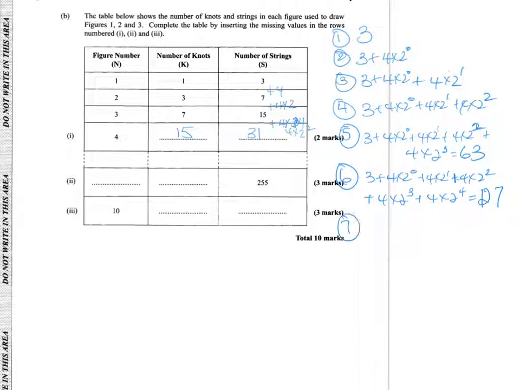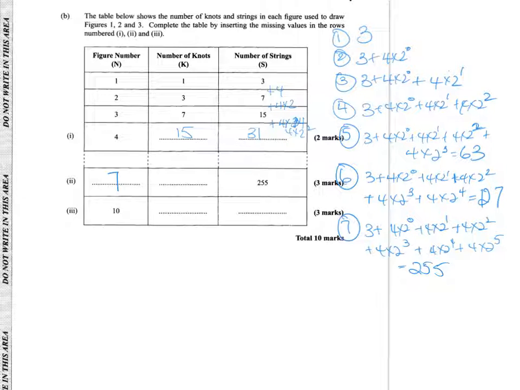Okay, so figure number 7, we get 3 plus 4 by 2 to the 0 plus 4 by 2 to the 1 plus 4 by 2 squared plus 4 by 2 cubed plus 4 by 2 to the 4th plus 4 by 2 to the 5th, which gives us 255, and that is the answer we're looking for. So we know that will be figure number 7.